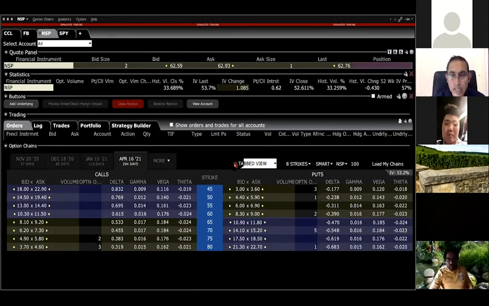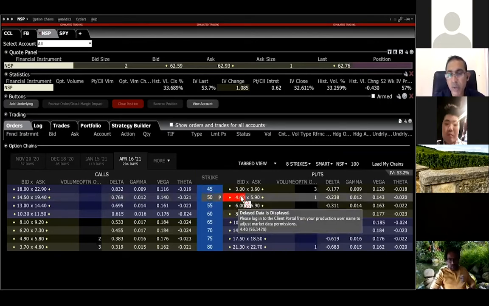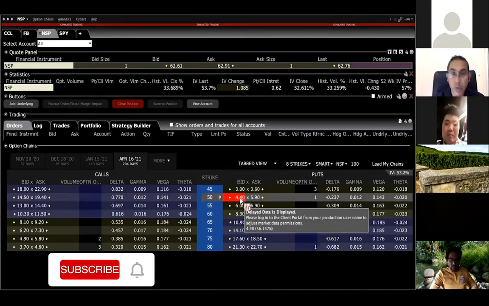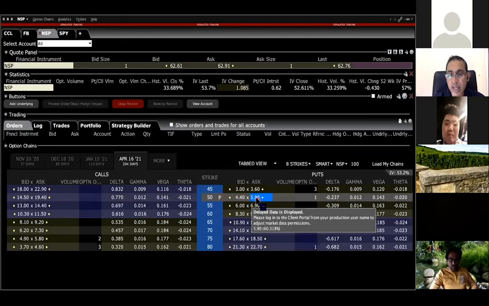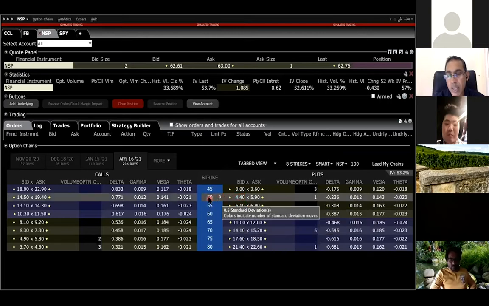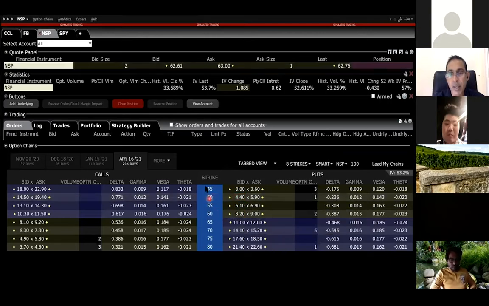So we decided to sell the 50 strike put, right? You see the 50 strike put currently, the bid is $4.40, which is what we had used in our calculation, and the ask is $5.90. Now, to place an order, you just go here. And by the way, before I place the order, let me double click on this. By double clicking, it opens up the option contract. So you see, security type, this is an option.